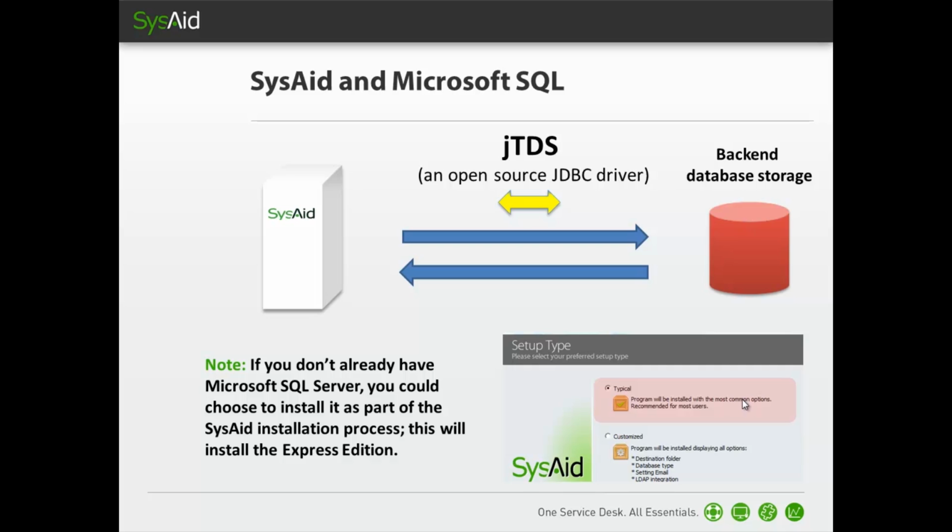Just keep in mind, it will put the Express Edition, and we're going to look at the differences in a minute. But if you already have a Microsoft SQL server in your organization, then the right way to do it is by going to the customized setup type and choosing Microsoft SQL. Then you can point to your already existing SQL server. This way it will not install a local copy of SQL Express on the same machine. It will instead connect to an existing Microsoft SQL server.